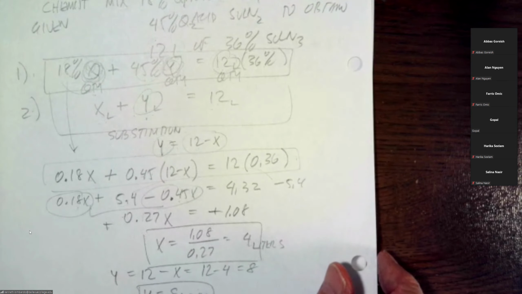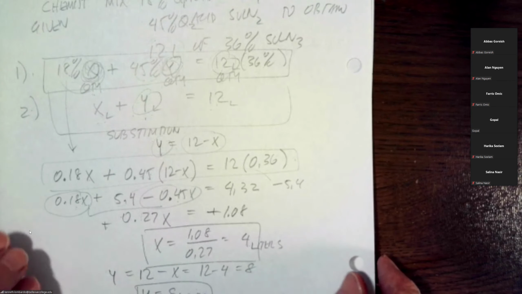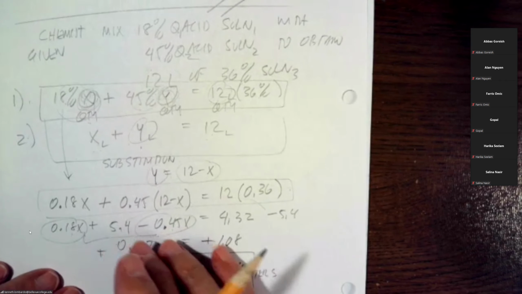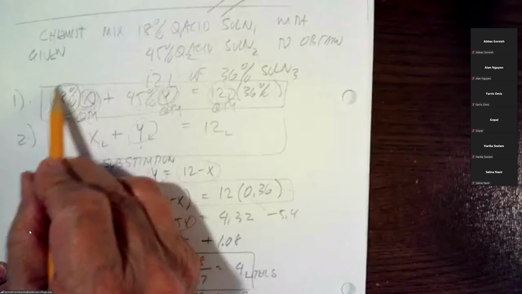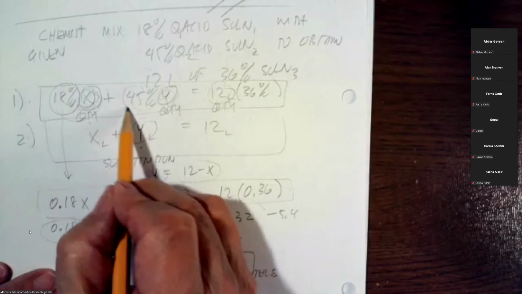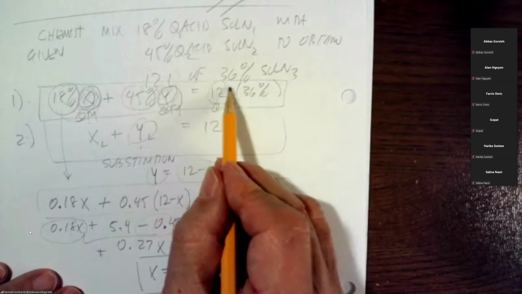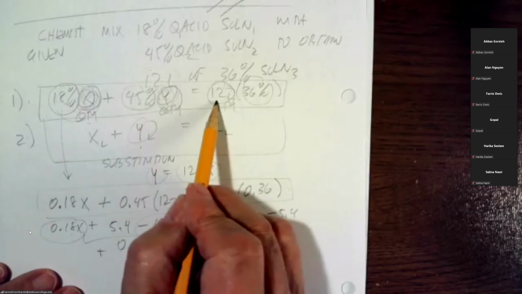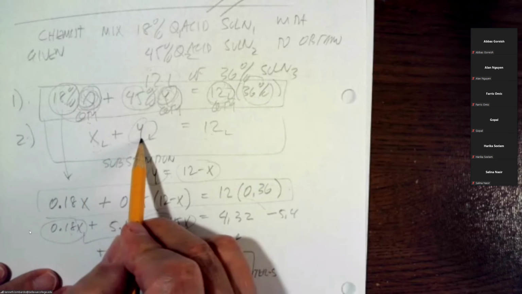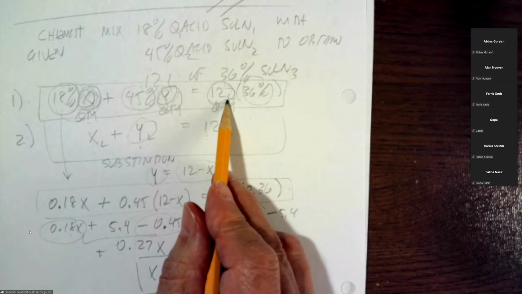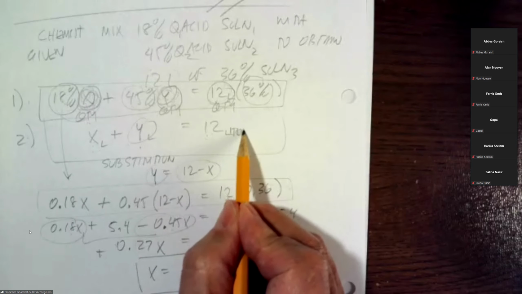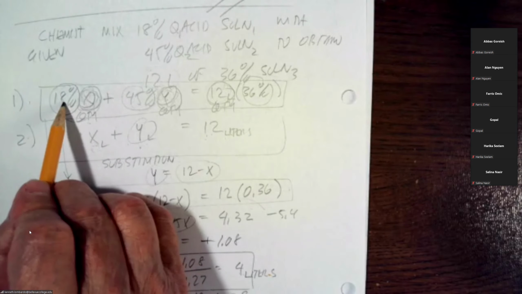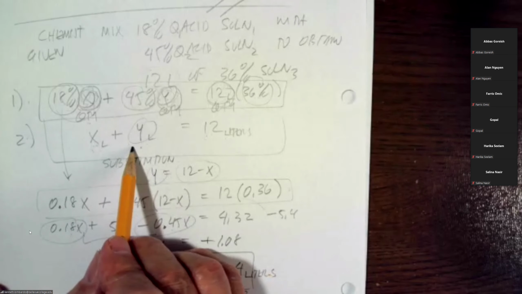I was confused on how you got the second equation, x plus y equals 12. Okay, what we're doing is combining quantities. So this is a percent times a quantity, percent times a quantity, percent times a quantity. So this quantity plus this quantity equals this quantity. X plus y equals 12, and the quantity given was in liters. So we now have 2 equations, one involving percent and quantity, and the other involving just quantity.